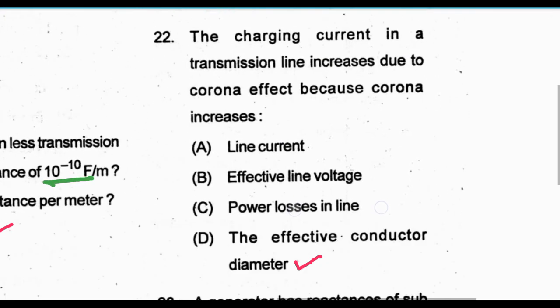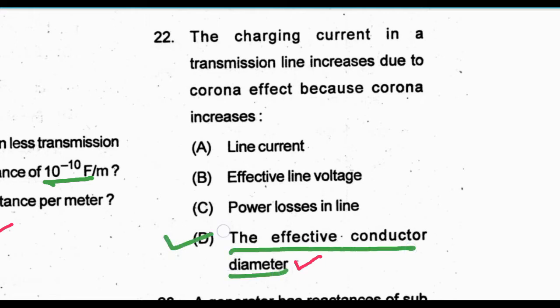Next question is question number 22. The charging current in a transmission line increases due to corona effect because corona increases: Option A, line current. Option B, effective line voltage. Option C, power losses in line. Option D, the effective conductor diameter. So here corona increases the effective conductor diameter.